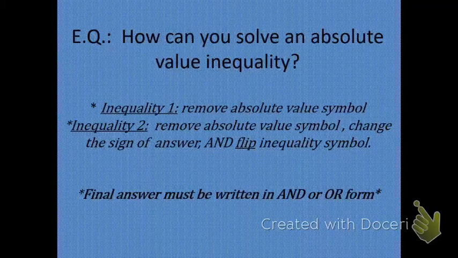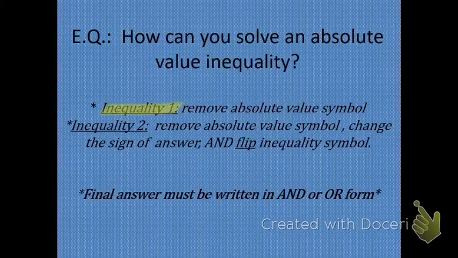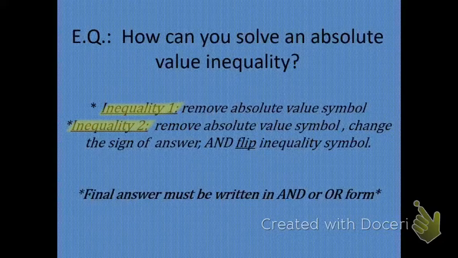You see right away that we are going to once again be writing 2 inequalities. So take your highlighter and highlight for me inequality 1 and inequality 2. Just like we had to write 2 equations for absolute value equations, we're going to write 2 inequalities for absolute value inequalities. Now, just like equation number 1, inequality 1 simply requires us to remove the absolute value symbol and write down what we see.